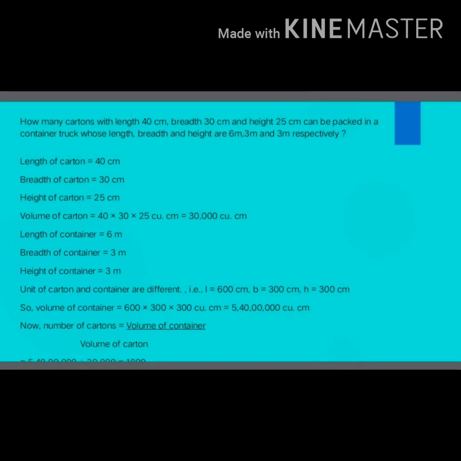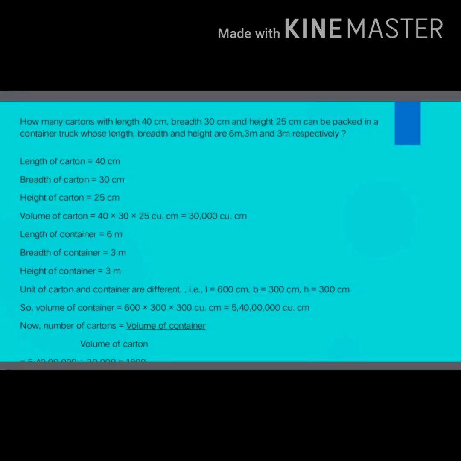In this case, we will be dividing the volume of a bigger thing by the volume of a smaller thing. So now I know that the truck is bigger than the small cartons. So first I will find the volume of the truck container, and then the volume of the carton, and then I will divide to get the number of cartons. Let us see the volume of a carton, that is 40 centimeter, 30 centimeter, 25 centimeter, length into breadth into height, that gives me 30,000 cubic centimeter.